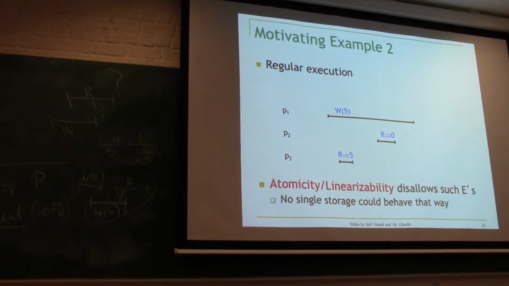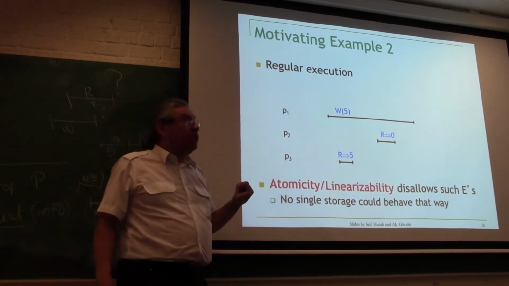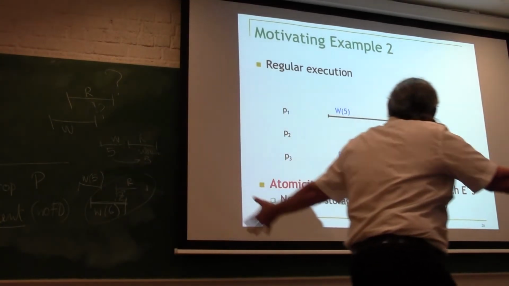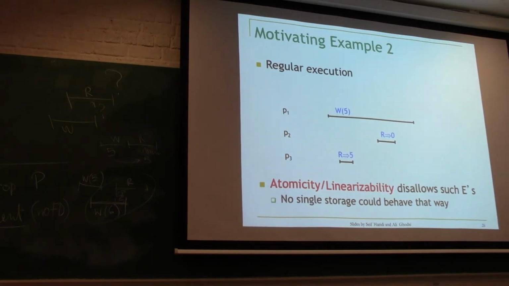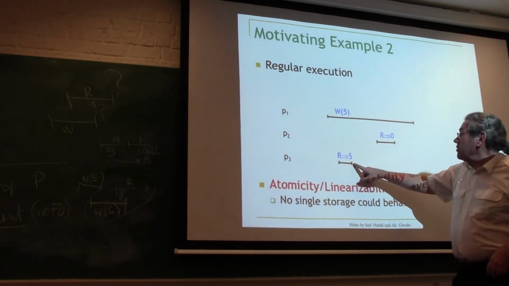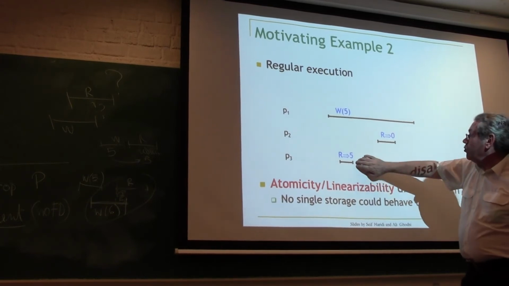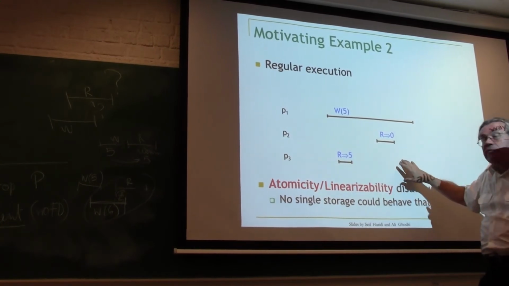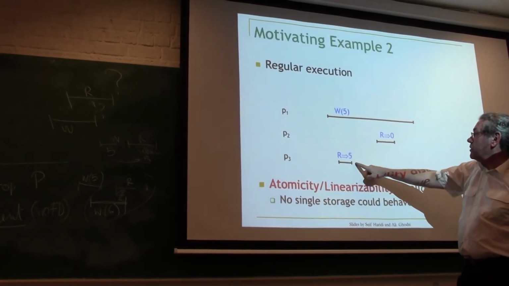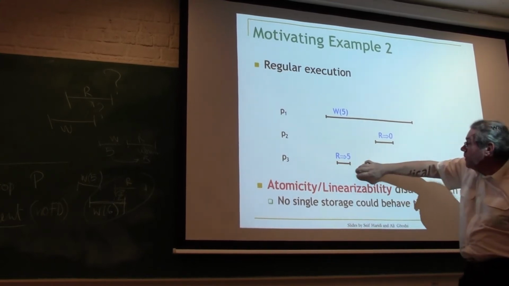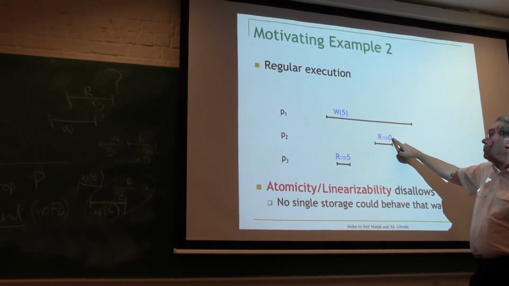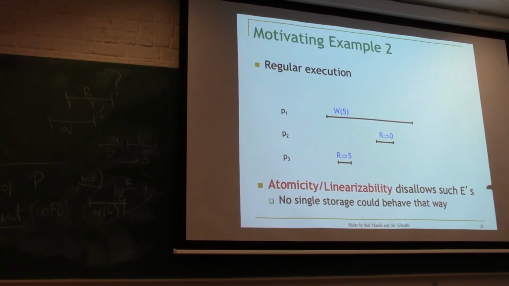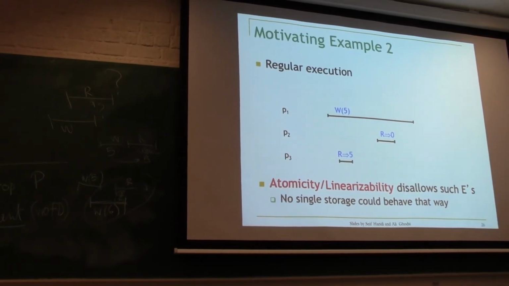But it's not allowed on linearizable, because linearizable is global. The whole thing, all the nodes together, are one storage. So once you read a 5 anywhere, if you do another read later anywhere, it has to be 5 or a later write. So you read 5 here on P3, later in absolute time you read 0, that cannot be in a linearizable system. So this is not satisfying linearizable.